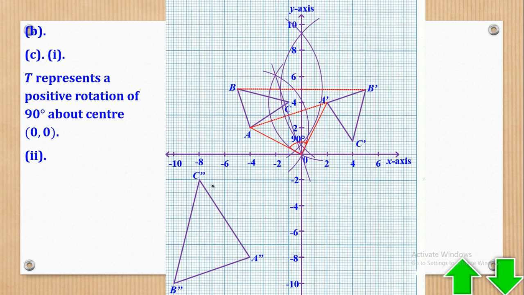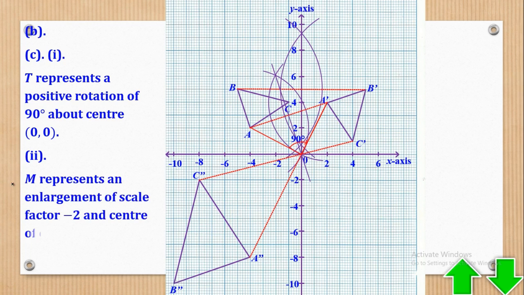enlargement. So for you to find out if it is enlargement, all the three must meet at the point. So if you look at this, if I draw a line from A to this and also a line from this, it meets. And also if I draw another line from here to this point, they'll all meet at this common point, meaning it is an enlargement. What does that mean? It means that now you come and here and say that M represents an enlargement of scale factor -2 and center of enlargement 0, 0, because they meet at this point, and -2 is because this center of enlargement is between the two triangles.